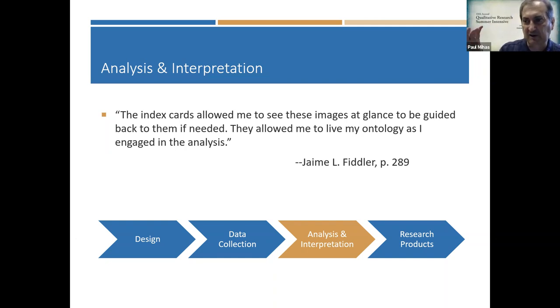She was the researcher who used index cards in her approach. She says, "The index cards allowed me to see these images at a glance, to be guided back to them if needed. They allowed me to live my ontology as I engaged in the analysis." So what Jamie's getting at here is how these index cards really allowed her an entry point into ideas, and they allowed her to live her ontology. I love that. This is going back to worldviews, right? And our paradigm from the early slides of this talk. An ontology is not something that you just check off a checklist. It's something that you're living as a researcher. And this practice of the note cards allowed her to live her ontology. A remarkable statement.